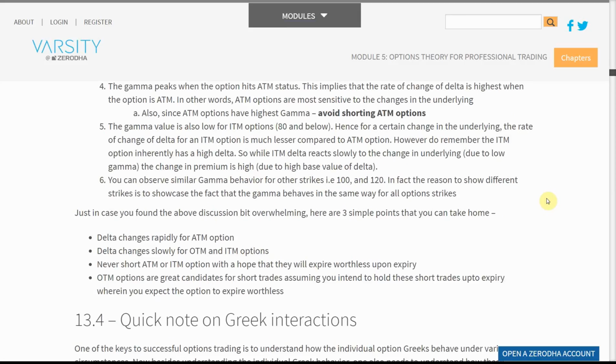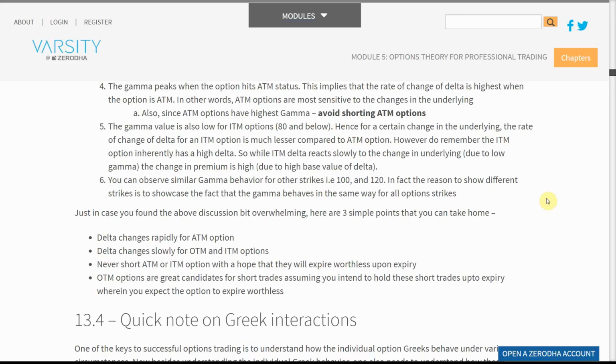You can observe similar gamma behavior for other strikes, i.e. 100 and 120. In fact, the reason to show different strikes is to showcase the fact that the gamma behaves in the same way for all option strikes.